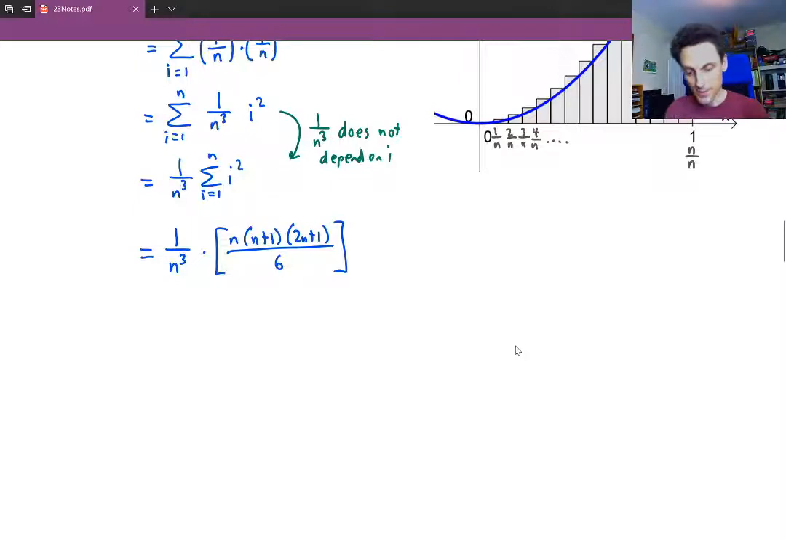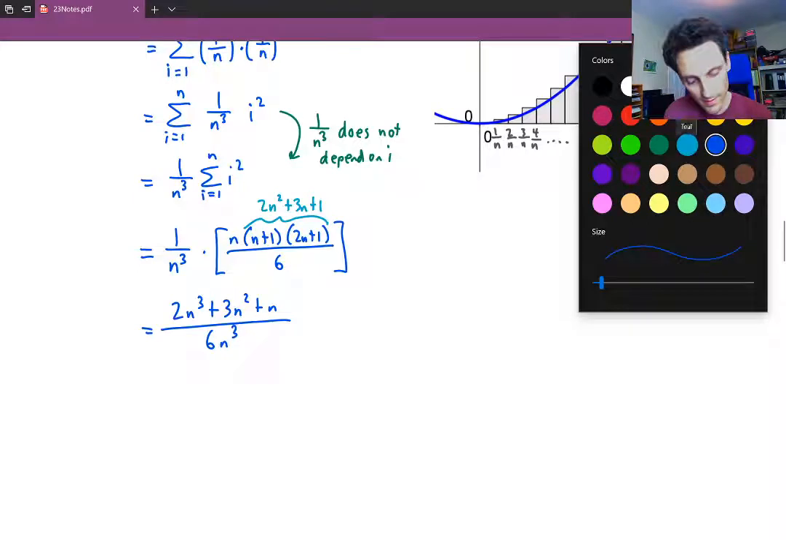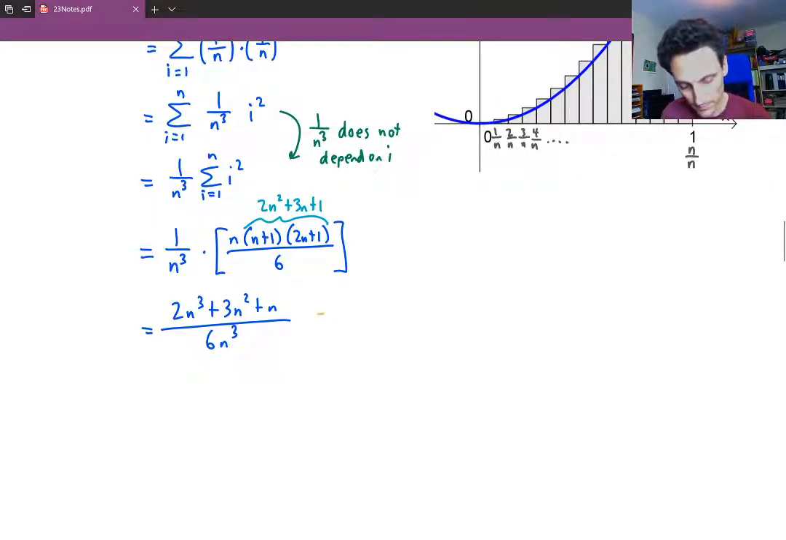Let's try to simplify this a little bit. We can distribute across the top. If we multiply this out, we'll get 2n squared plus 3n plus 1. Then if you distribute the n in, you get 2n cubed plus 3n squared plus n over 6n cubed. So what we've done is we've created a formula that, given any value of n, it's going to compute the approximated area under the curve using n rectangles.